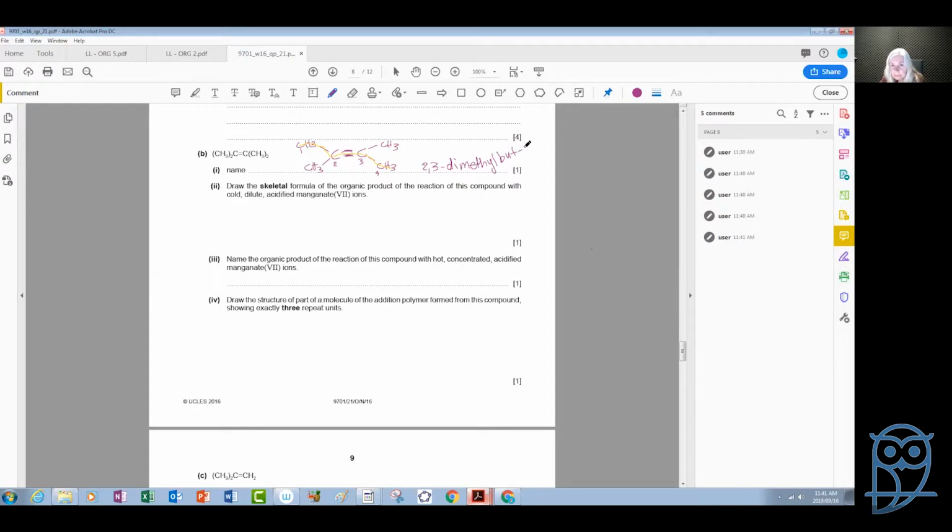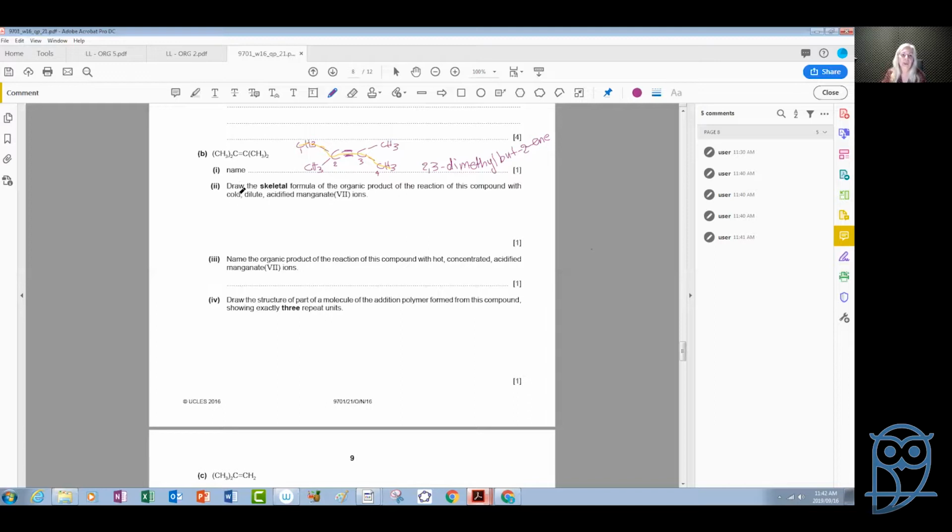So 2 in. Okay. So actually, it doesn't matter if we were to start from here, counting carbons 1, 2, 3, 4, because it is symmetric. So anyway, 2 there because the double bond is at carbon number 2 here. 1, 2. All right. So this is the name 2,3 dimethyl butene.